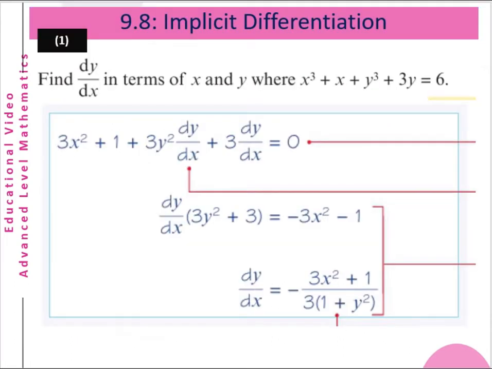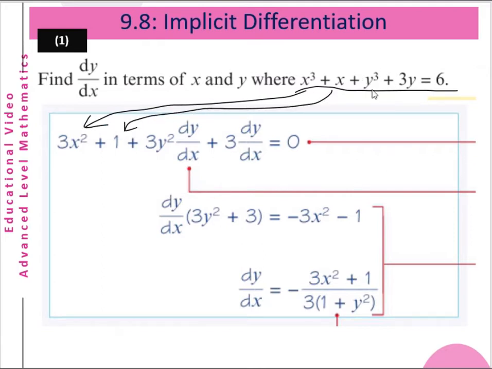Let's see an example. Find the dy by dx in terms of x and y, where x cubed plus y cubed plus 3y equals 6. It is very difficult to rearrange this into y equal to f(x) or x equal to f(y). We can directly implicitly differentiate it. When we differentiate this, x cubed is 3x squared, and x is 1. The differentiation of y cubed is 3y squared dy by dx. And 3y is 3 dy by dx. Differentiation of 6 is equal to 0.